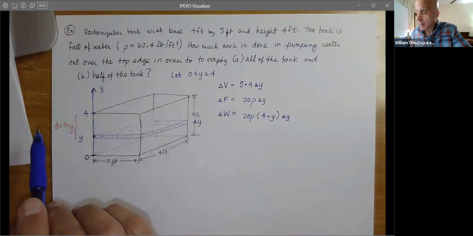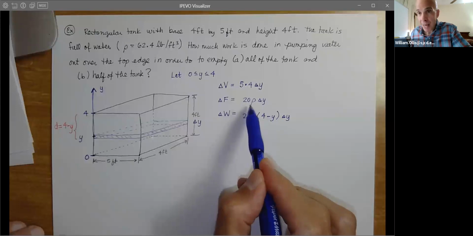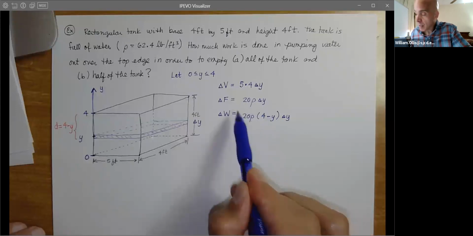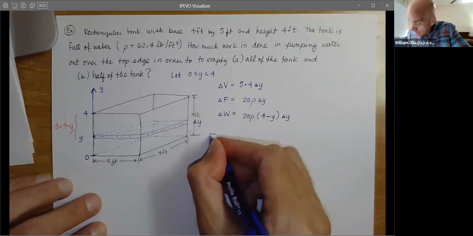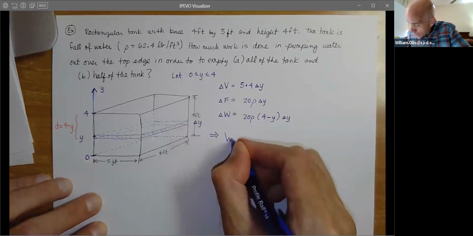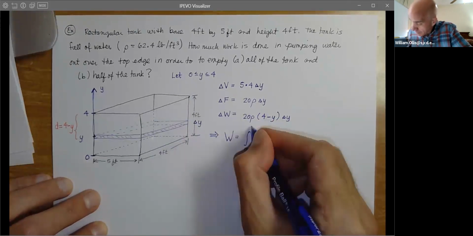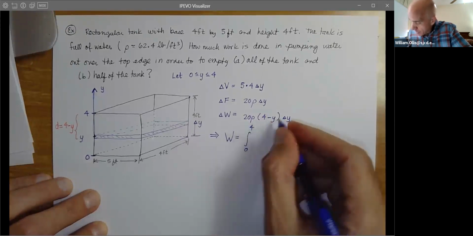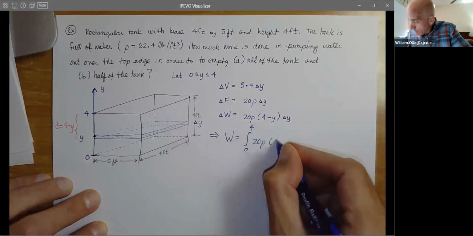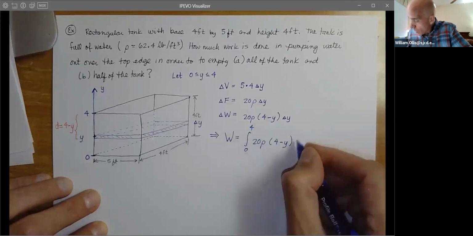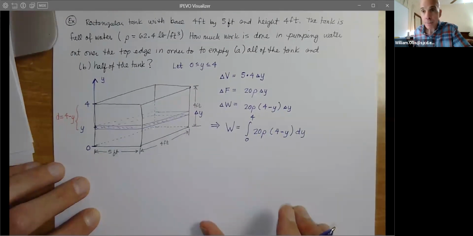So again, just remember, slab volume multiplied by the weight density, and then force over a distance. So now this implies that the work will be the integral from 0 to 4. And we just fill this in, 20 rho times 4 minus y. And of course, the delta y becomes dy, just like with all the methods we've done before.